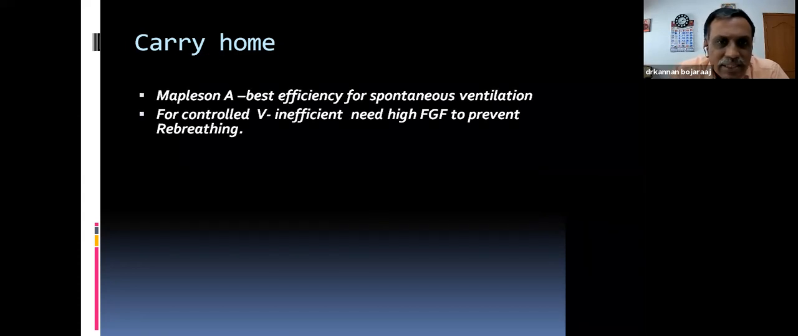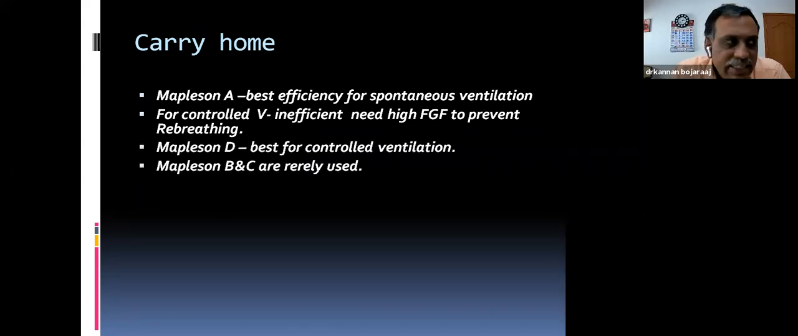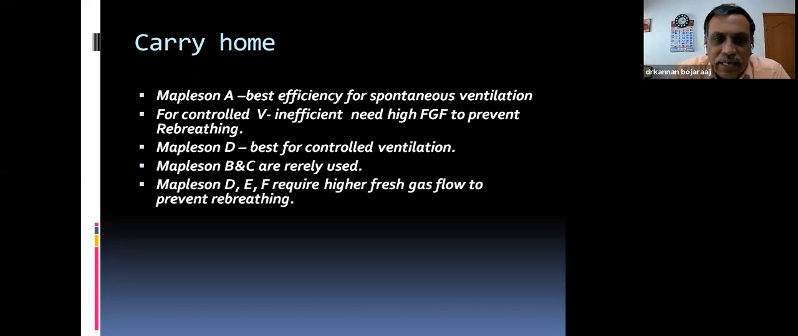And the take-home message: Mapleson A has the best efficiency for spontaneous ventilation, and for controlled ventilation it is totally inefficient. It needs high fresh gas flow to prevent rebreathing. Mapleson D is the best for controlled ventilation, and Mapleson B and C are very rarely used. And Mapleson D, E, F require high fresh gas flow to prevent rebreathing.